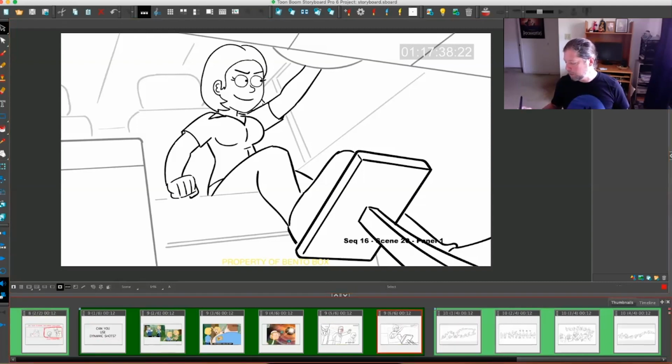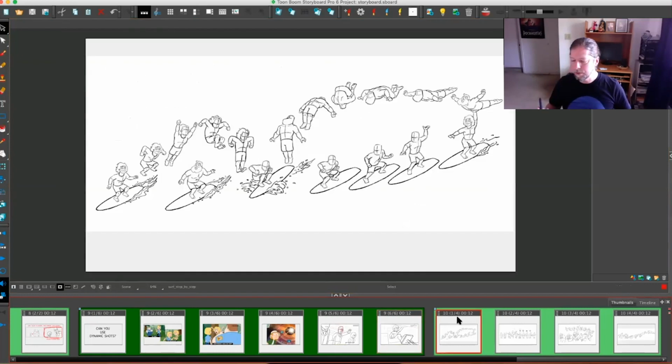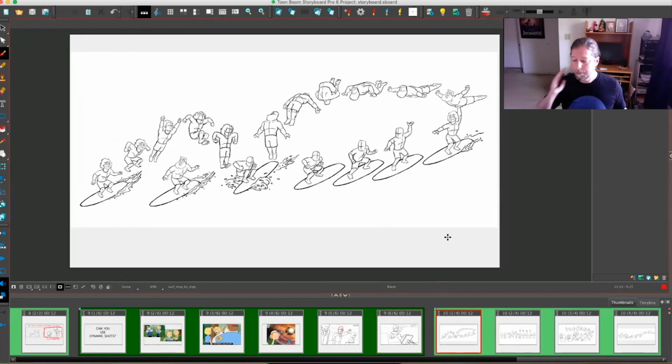And one last point that I would like to say before we move on from staging joke telling is, be prepared to do a lot of poses, a lot of drawing. This was from an American Dad episode where characters are doing some tricks on a surfboard. I think this section takes about a second or a second and a half. It's a lot of poses, there's a lot of drawings.